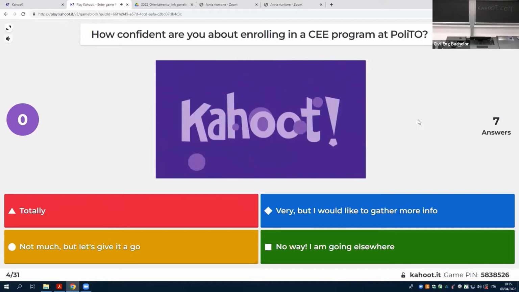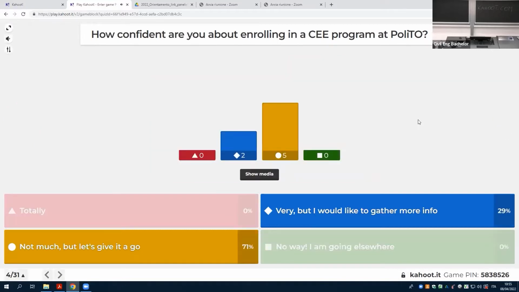Let's see. Very, but I would like to gather more info. And okay, so we are essentially aligned. Very good. Let's give it a go then.